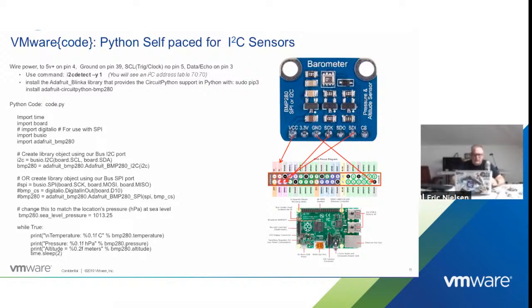So I'm just using that object and saying, go get me the temperature. That's all the code you need. And it'll just print out the temperature. It'll print out the pressure, and it'll print out the altitude. Then I go to sleep for 2 seconds.